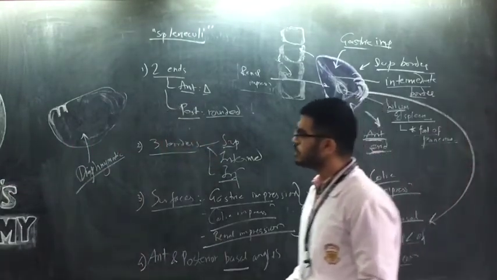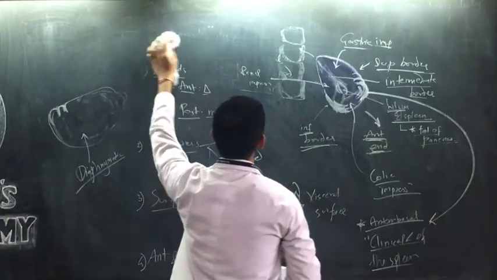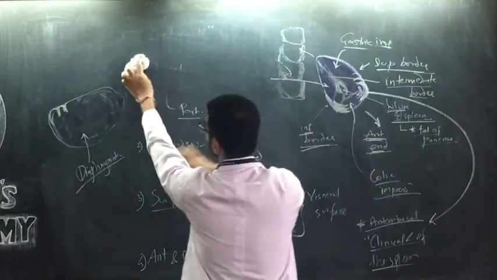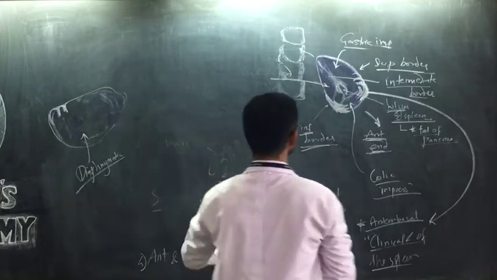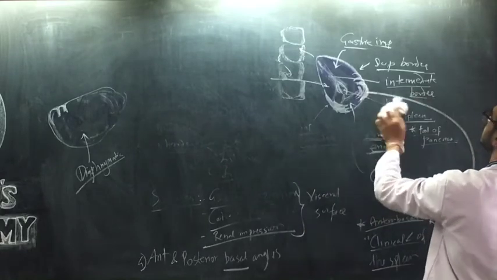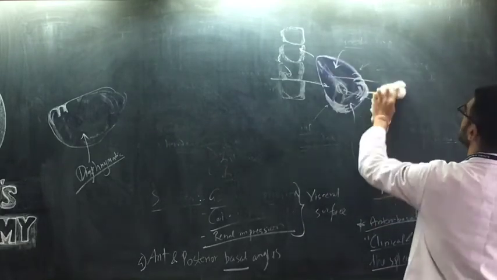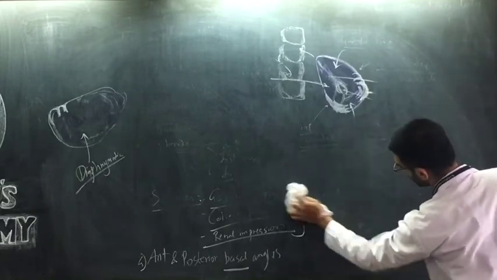Okay, now let's talk about the relations of the spleen. So I'm going to keep this diagram. I'm also going to keep this diagram. Maybe it will come in handy. And let's talk about the relations. Okay? So I'm going to rub these little labelings here. And now let's talk about the relations.